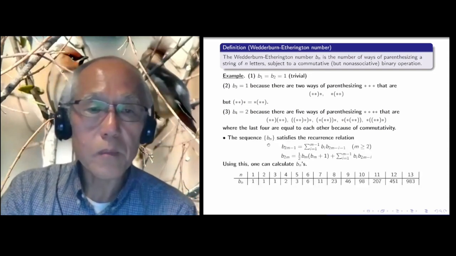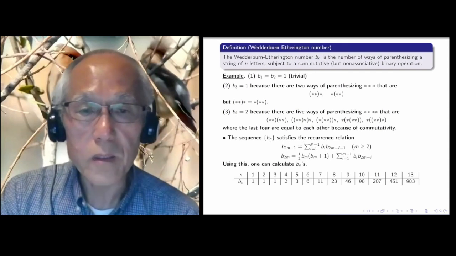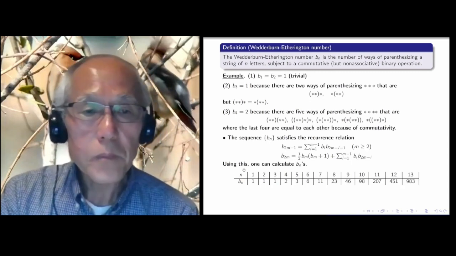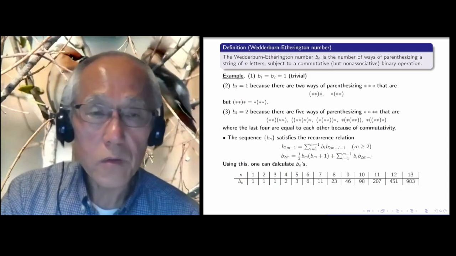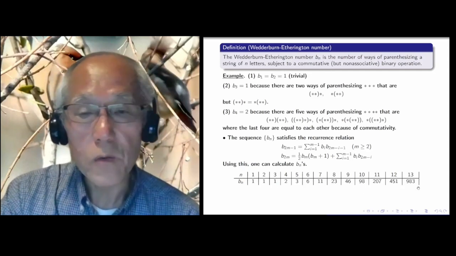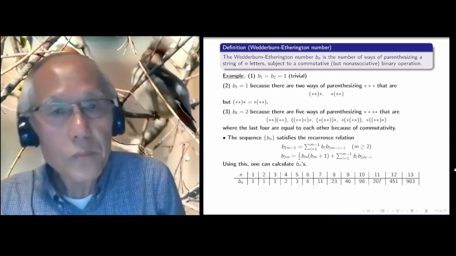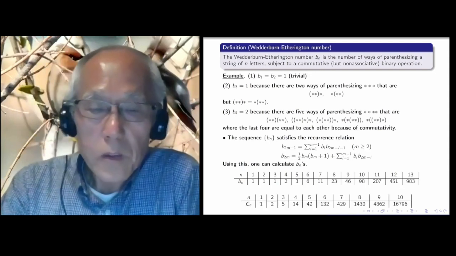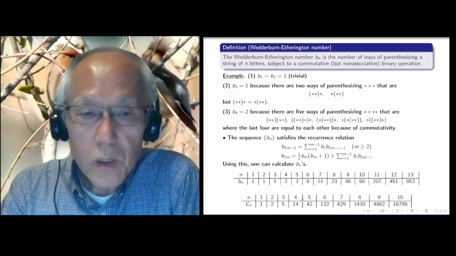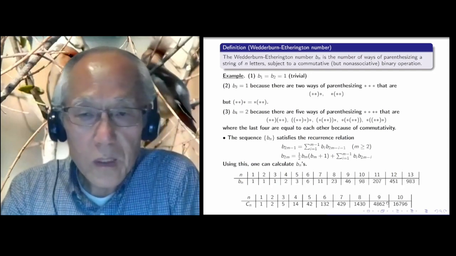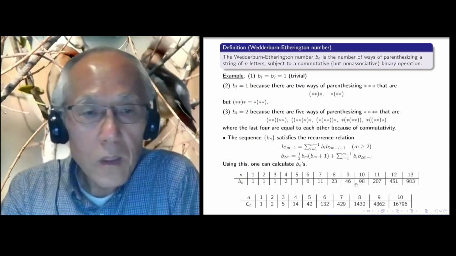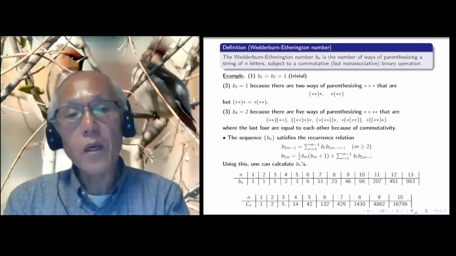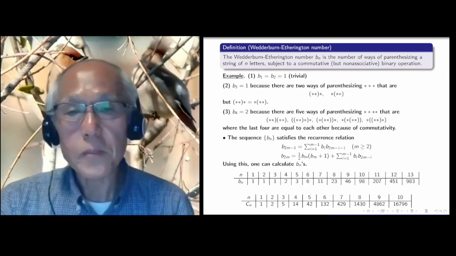And this sequence B_n satisfies the following recurrence relation. Using this recurrence relation, since B1 is equal to 1, we can compute the Wedderburn-Etherington numbers. This is the Catalan number, so you see that C10 is this big number, but B10 is only 98. So B_n is much smaller than C_n.